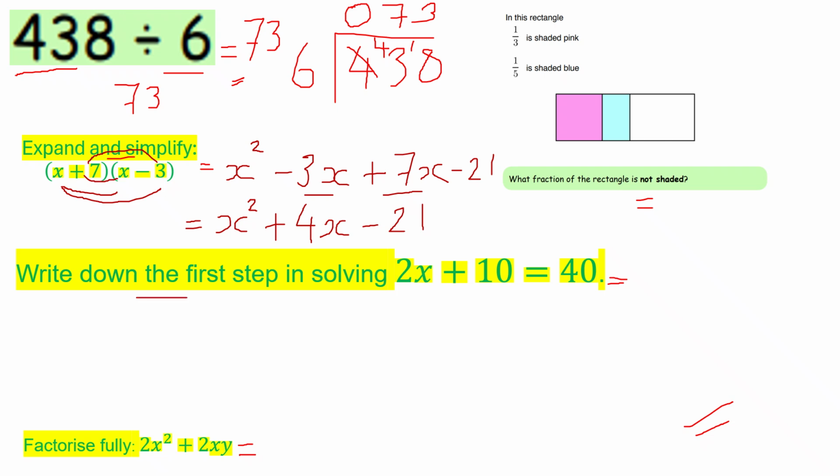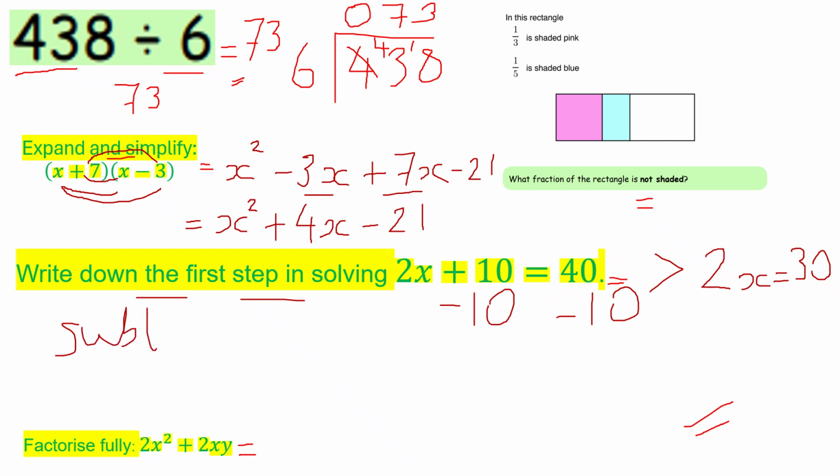Next up, write down the first step in solving 2x + 10 = 40. The first step that everyone is going to do, hopefully, is subtract 10 on both sides. So that is the first step, and that's going to now go to 2x = 30. Note, we're not actually asked to solve it, it's asking for the first step. So the first step is to subtract 10 on both sides, or take away 10, on both sides.